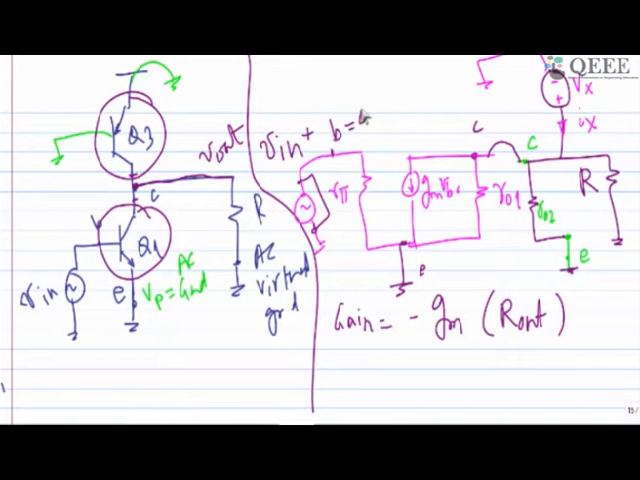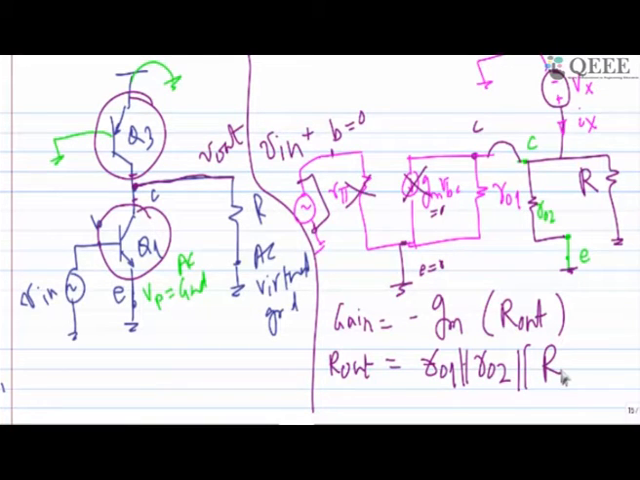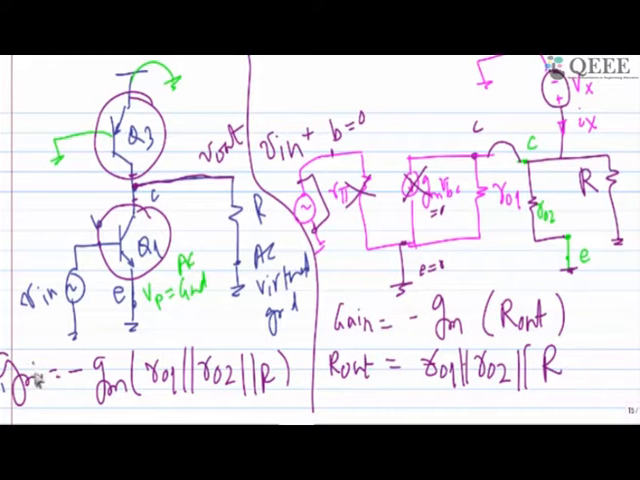So base potential goes to 0, emitter potential goes to 0, gm times Vb goes to 0. So these are not useful. I'm going to see how much from here. Only 3 resistors are in parallel. So Rout should be equal to RO1 parallel RO2 parallel R, and the gain will be minus gm times RO1 parallel RO2 parallel R. This is the gain.